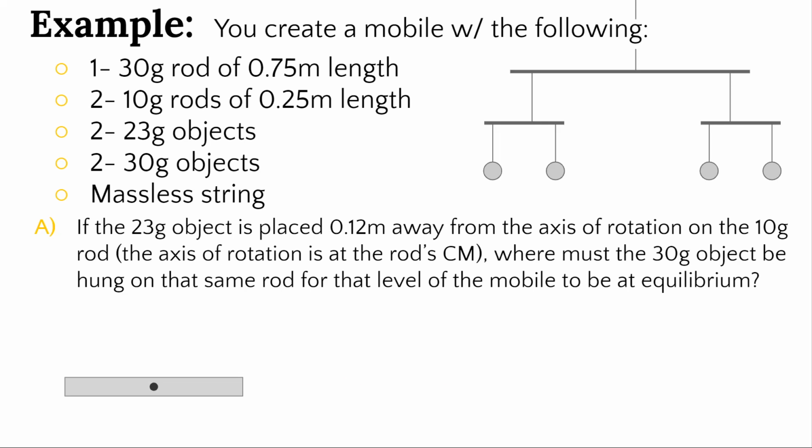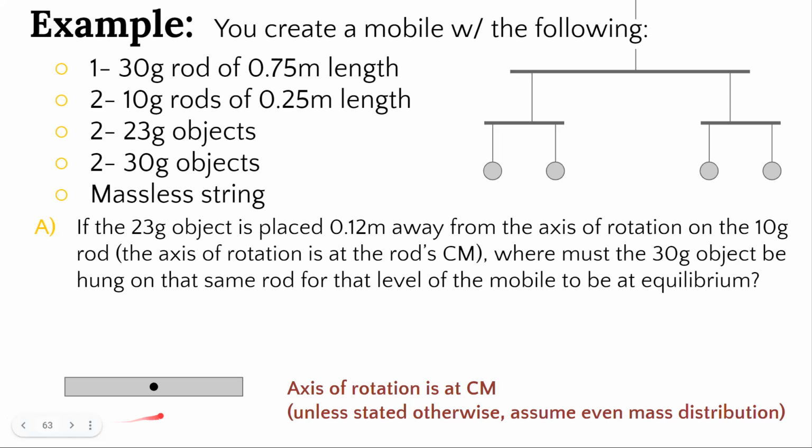So we're going to draw a free body diagram. Again, remember the steps that we just talked about. We already know where our axis of rotation is. It's at the center of mass. It says so in the question. Okay, and so we've already done step 1. Step 2 is to draw a free body diagram.